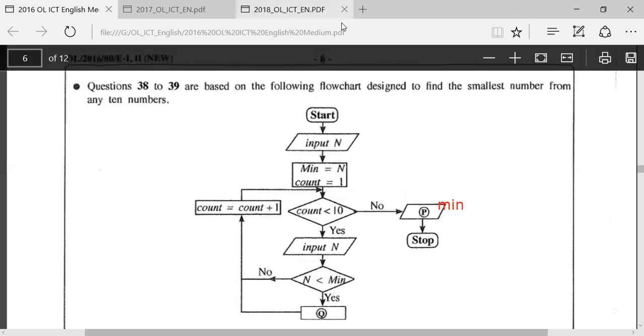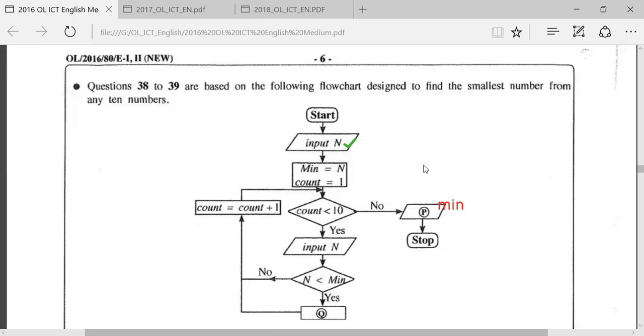You are going to input a number n. When you are inserting the number for the very first time, min equal n. Why? Because when you are having only one number, that is the smallest number, right? So min equal n. Count equal 1, which means one value is already came in. So they are checking the count less than 10. Now the current value of count is 1. 1 less than 10, it is true.